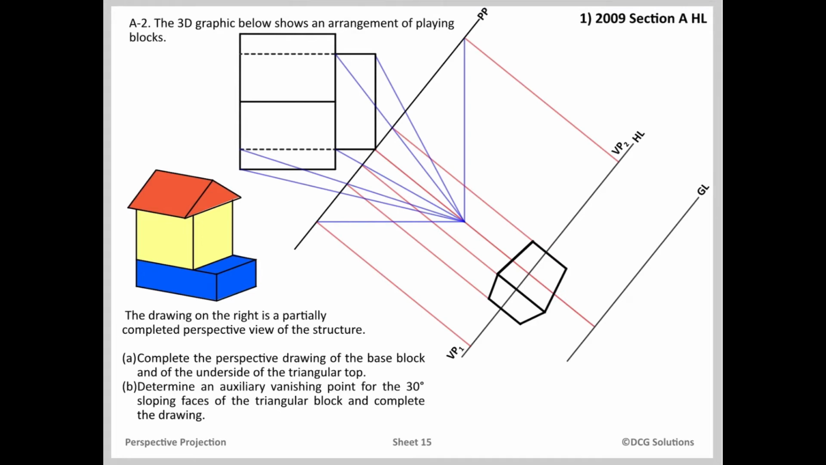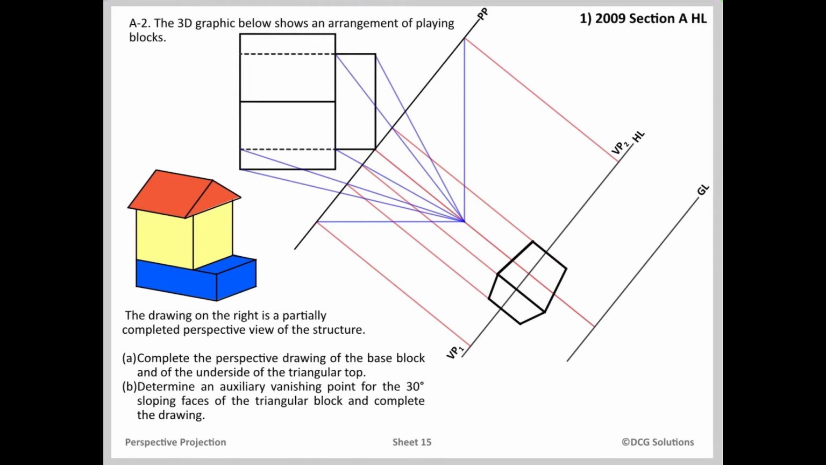So this time it said that you were given a 3D graphic which shows an arrangement of playing blocks, so kids playing blocks. The drawing on the right is a partially completed perspective view of the structure. Part A asks you to complete the perspective drawing of the base block and the underside of the triangular top, and part B, then determine an auxiliary vanishing point for the 30-degree sloping faces of the triangular block and complete the drawing.